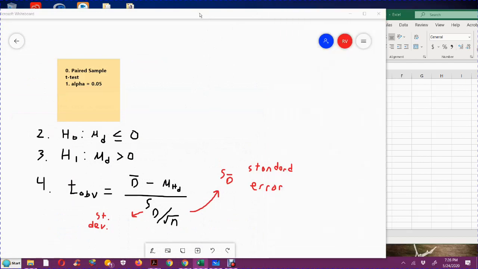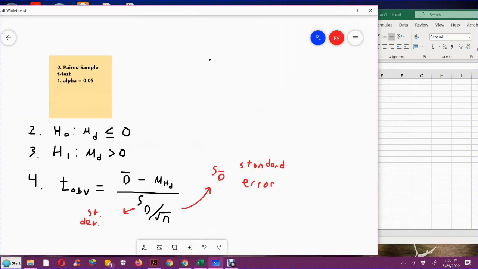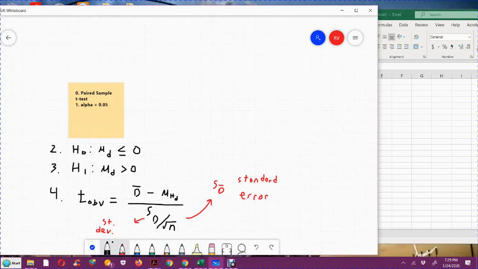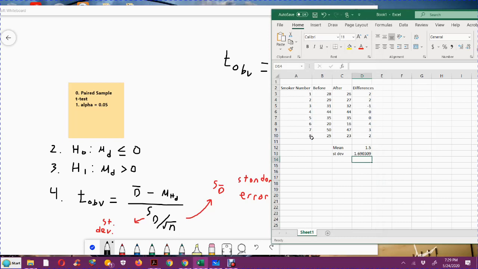So let's go back over to our smartboard and actually figure out this t observed value. We'll calculate it just by hand. So our t observed value would be that mean difference, which was 1.5, minus the hypothesized difference, which is 0. We're saying that under the null, there's not going to be any difference between their smoking habits before and after the film. And I'm going to divide by the standard deviation divided by the square root of n. N is 8. There's 8 pairs. There's 16 data points, but they're split into 2 paired groups. And so the n here is just the number of paired groups, which is 8.